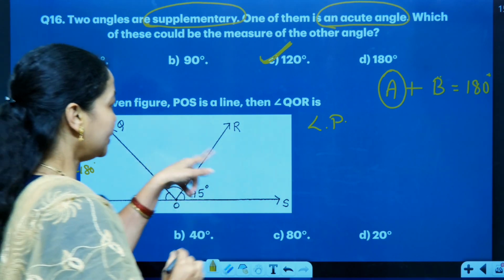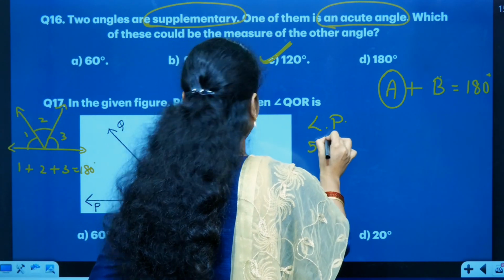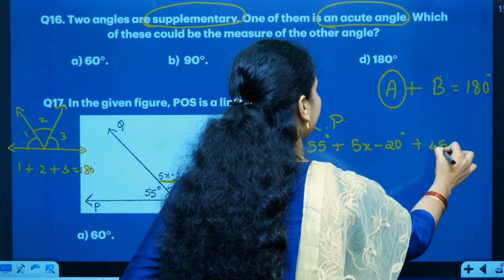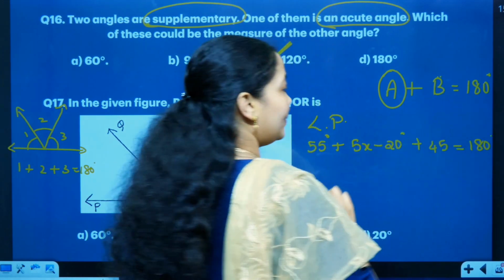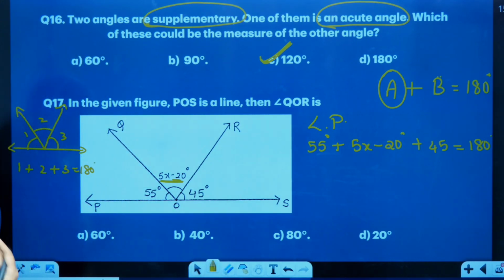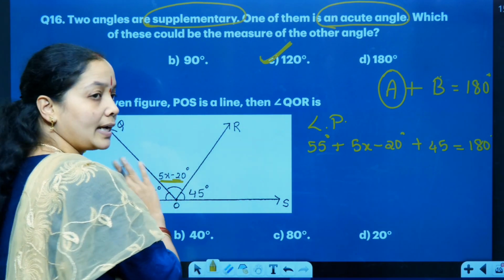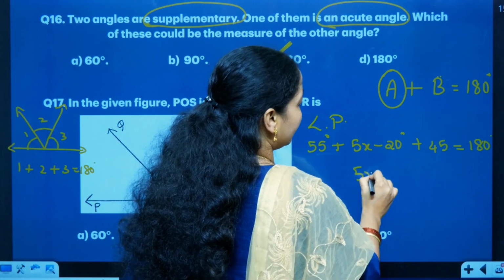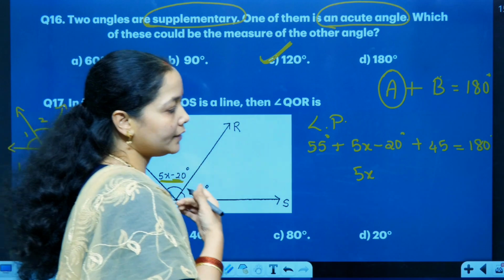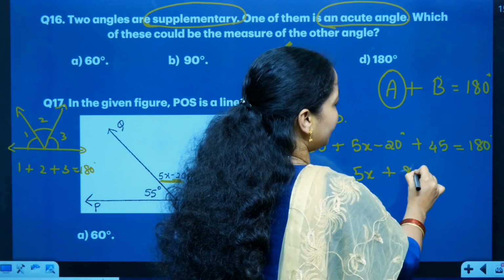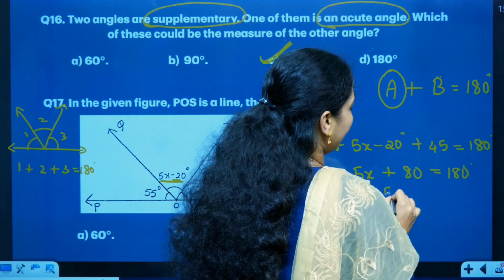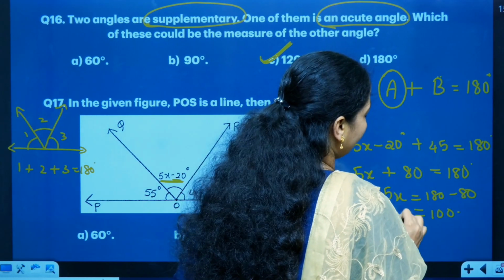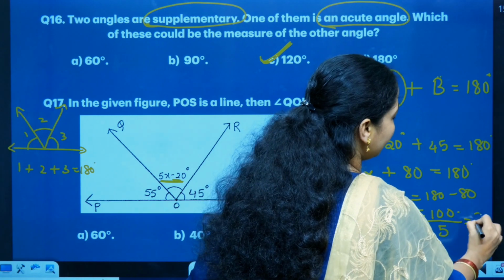Now I will take the measure of all these 3, that is 55 degrees plus 5x minus 20 degrees plus 45 degrees should be equal to 180. Why am I doing this? Because I am interested in finding x first of all and then substituting that value of x to find the unknown angle QOR. So 55 minus 20 will be 35, 35 plus 45 will be 80. So 5x plus 80 equals 180, 5x equals 180 minus 80, that is 100. Therefore, x will be equal to 100 by 5, which is 20 degrees.